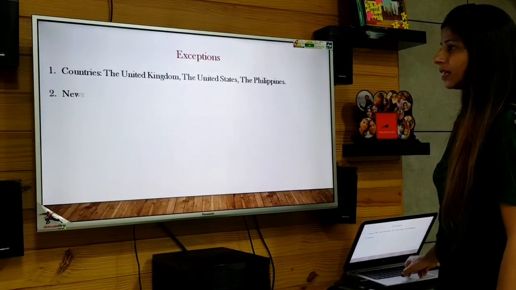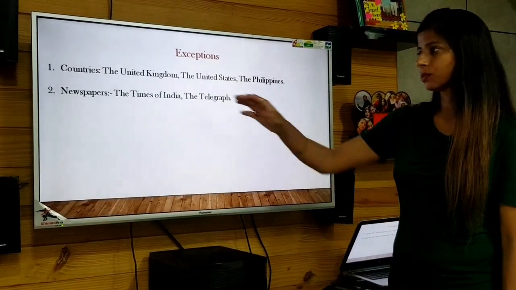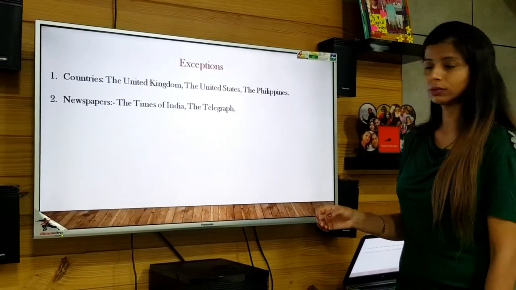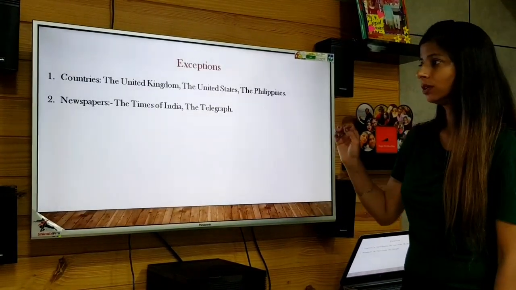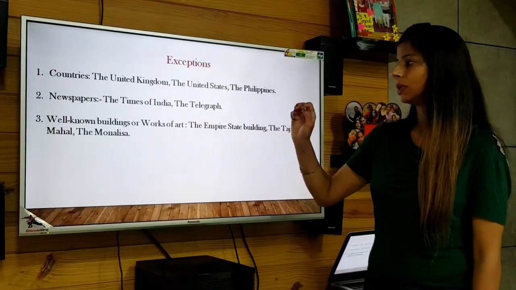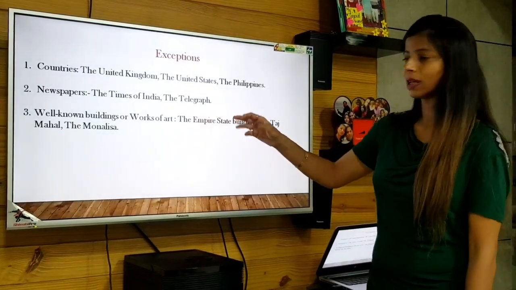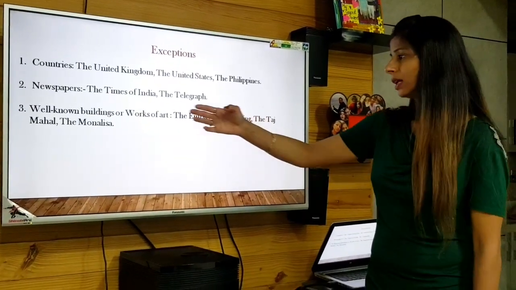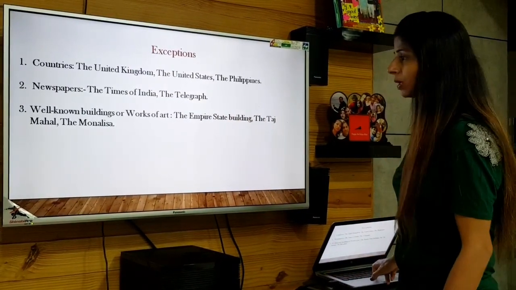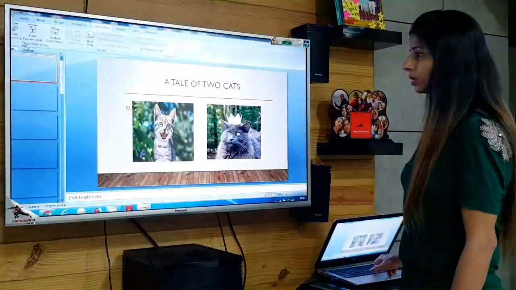So then next we need to take up newspapers, with the names of newspapers, which is also a proper noun. You need to add "the" with them. Then what else? Well-known buildings or works of art, right? For example, the Taj Mahal, and then whatever examples you can give. Buildings, names like the Red Fort, you need to use "the" with them.